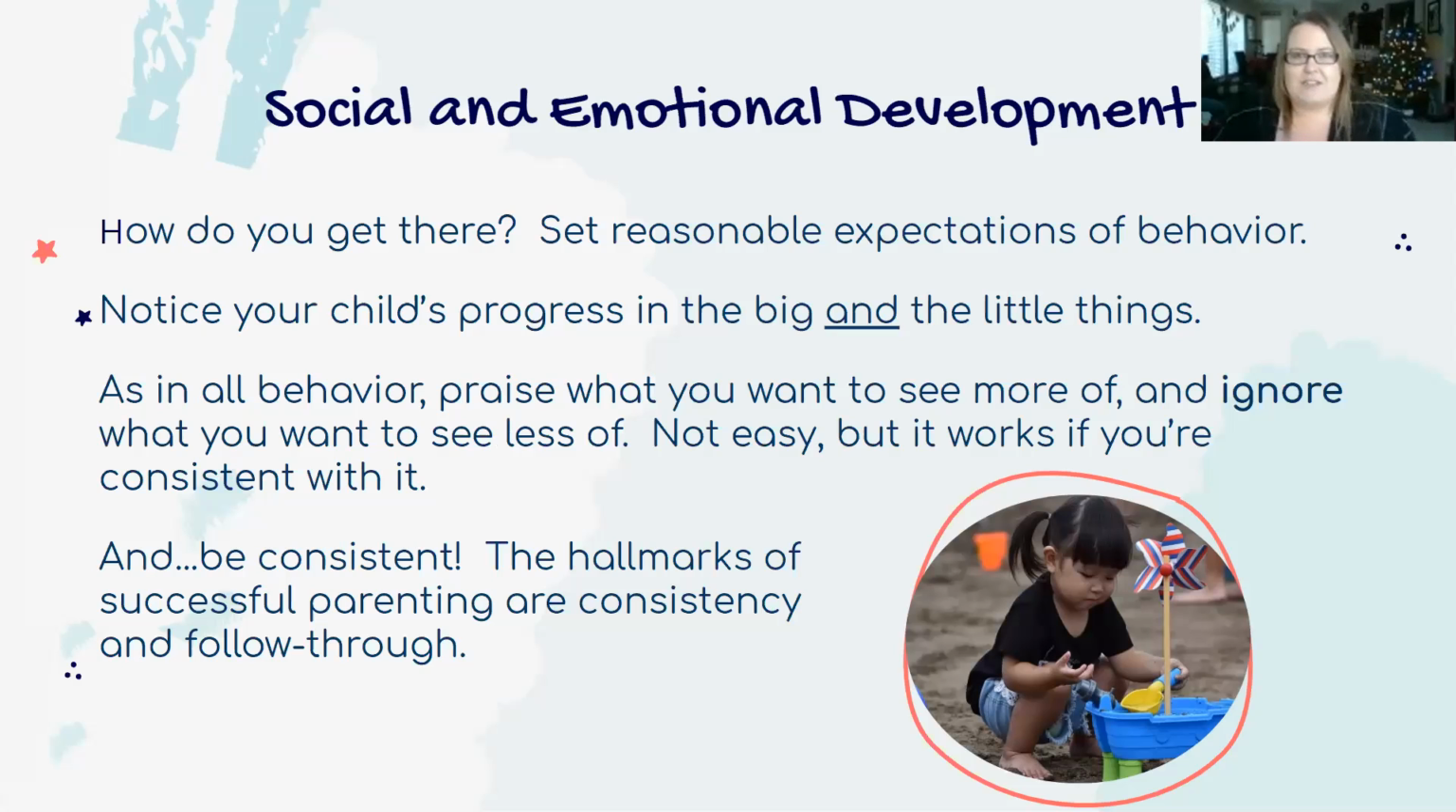So in expectations of reasonable behavior, we need to really recognize our child's progress and really celebrate those big and the little moments. The little moments oftentimes get missed, and we should be aware of that and make sure that we celebrate those as well. So what we need to do in our behaviors when we see our kiddos, we need to praise what we want to see, and we need to ignore what we want to see less of. It's a really hard skill to do. It's not easy, but it does work, and it works with consistency. So as long as we're consistent and we follow through with that, I think that's something really important to show our children that we're being consistent and we're setting those expectations.